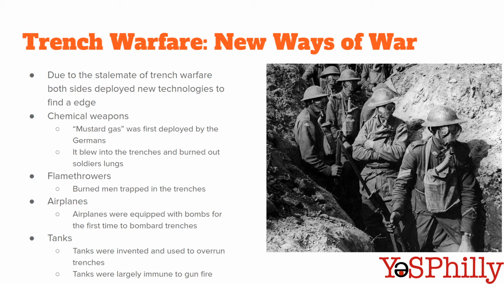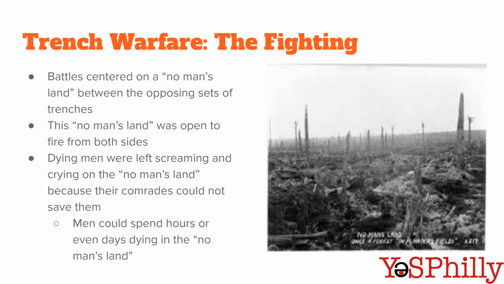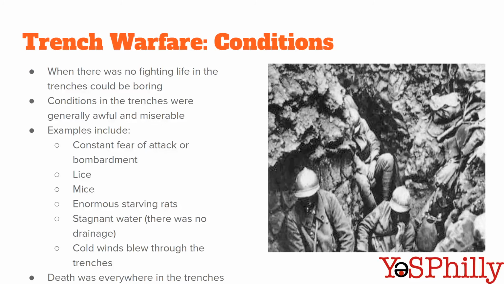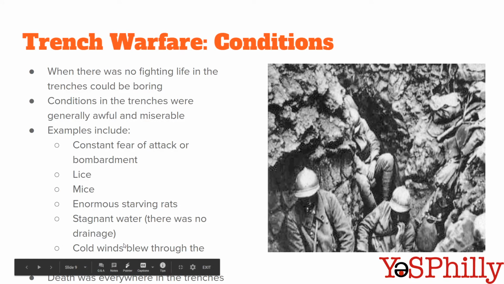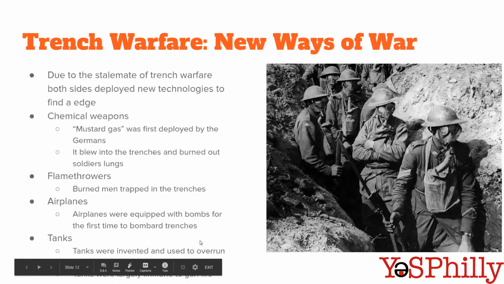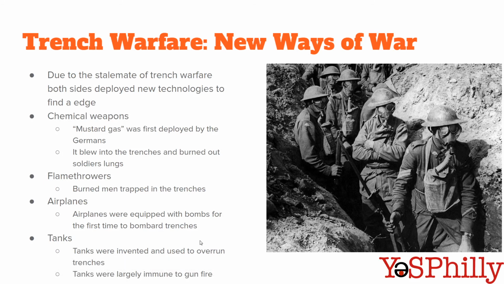And these chemical weapons were horrific. They burn out your lungs and they blow straight through the trenches. Because remember, if we go back a couple slides, I talked about how we got down here, cold wind was blowing through these trenches. Well, now this cold wind is blowing gas, poisonous gas, through the trenches, burning out people's lungs.